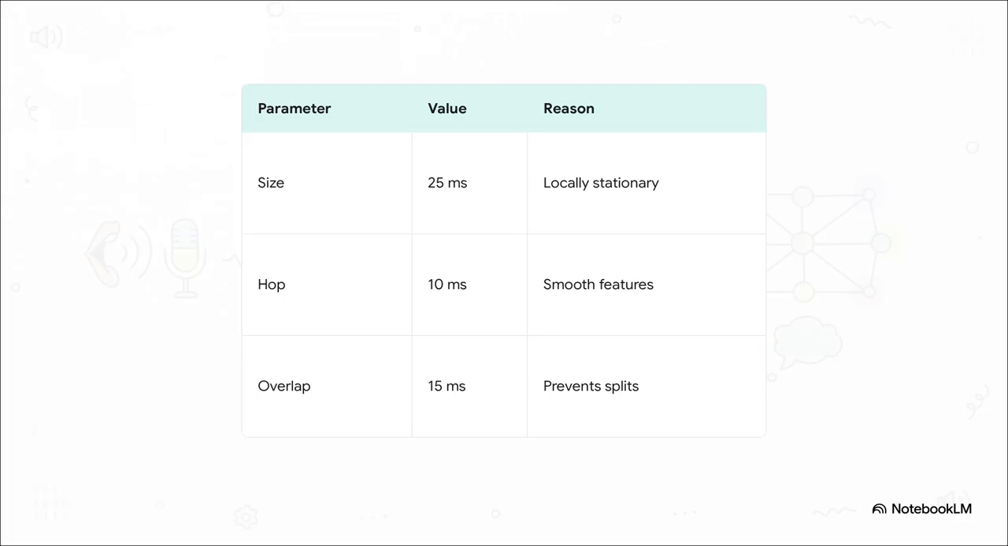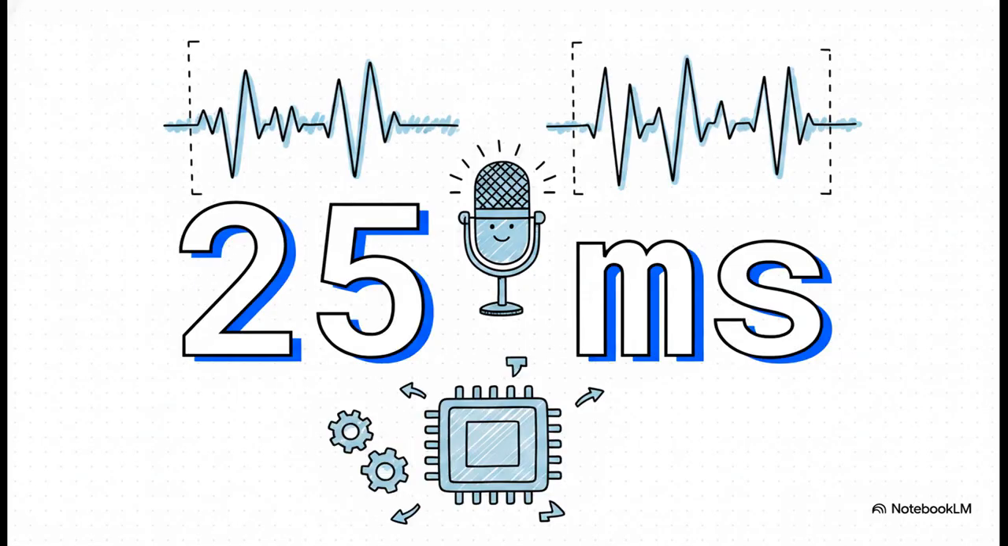Think about that. Consecutive frames actually share 60% of their audio. That massive overlap is super important because it guarantees smooth data flow and prevents us from accidentally chopping a phoneme right down the middle. And seriously, 25 milliseconds? That's the absolute sweet spot.